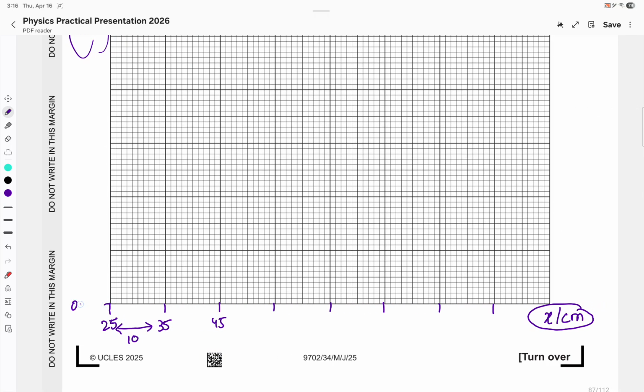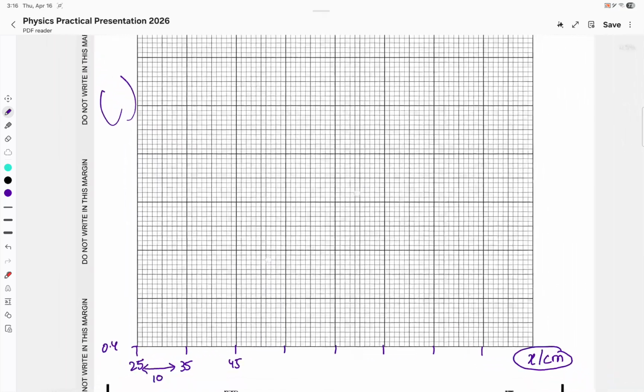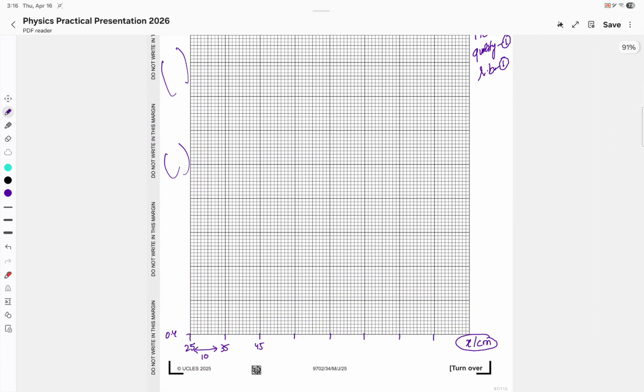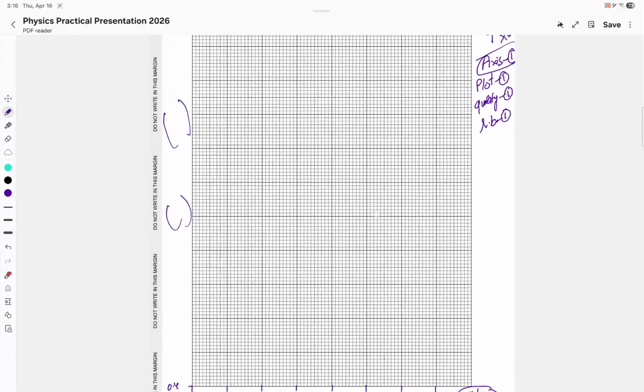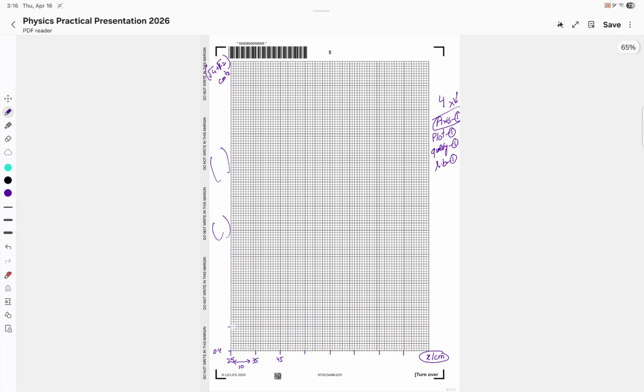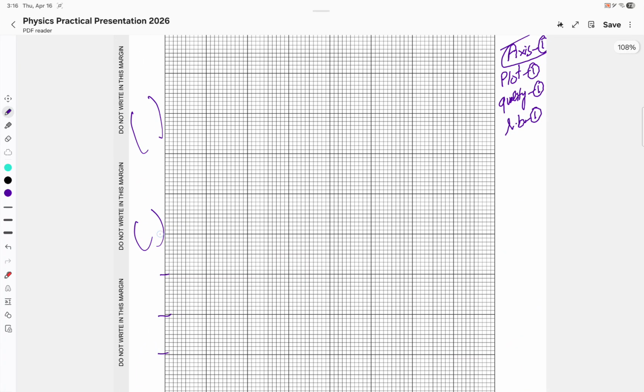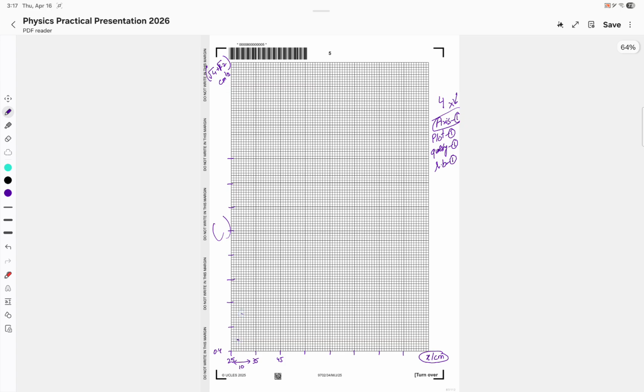Now that's 0.4 and I have to go till 1.1 somewhere. So let's count, for instance, 0.4, 0.5, 0.6, 0.7, 0.8, 0.9, 1.0, 1.1, and I have a value bigger than 1.1 even, so I can take this box. How many boxes? 1, 2, 3, 4, 5, 6, 7, 8. So I am taking a gap of 0.1, 0.1, 0.1, 0.1.